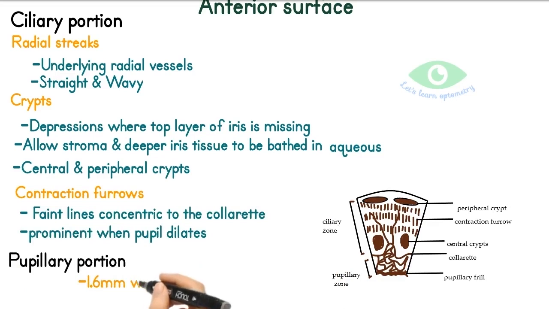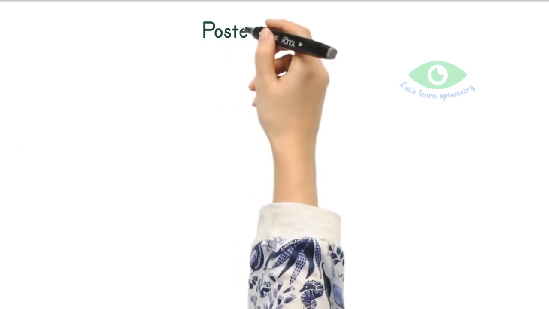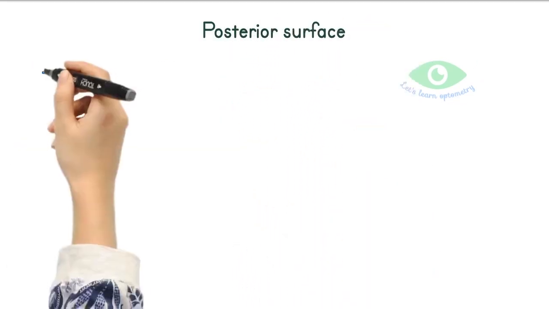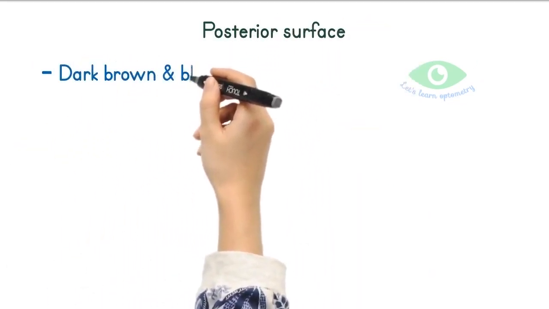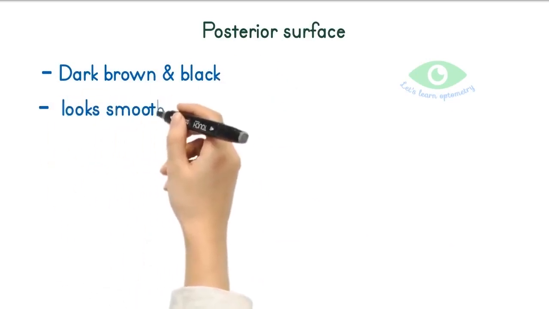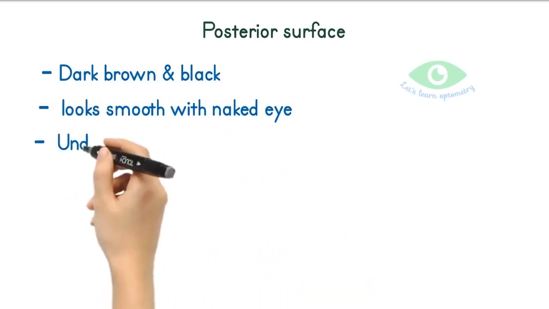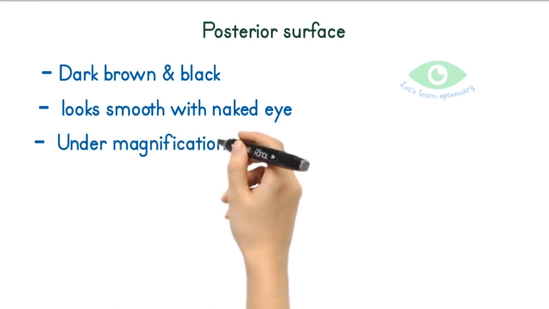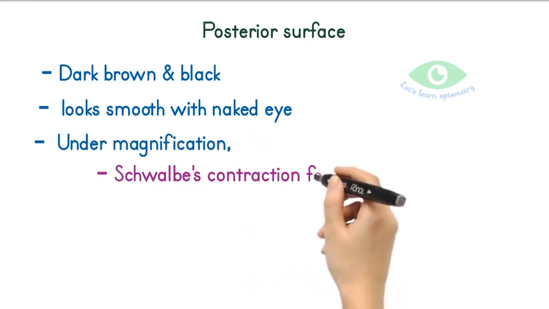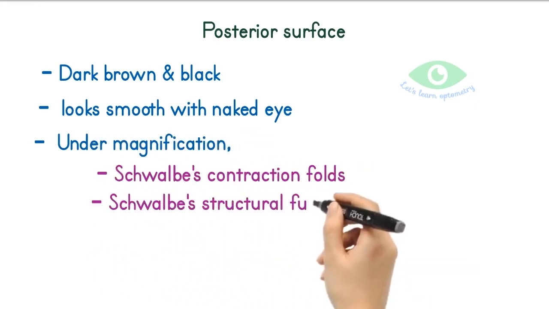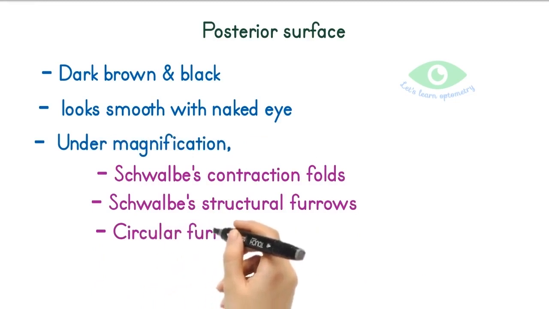Pupillary portion. It is about 1.6 mm wide and located between the collarette and the pigment frill. Posterior surface. The surface of the iris is dark brown or black in color. It looks smooth with the naked eye. If seen under magnification, Schwalbe's contraction folds, Schwalbe's structural furrows, and circular furrows can be seen.